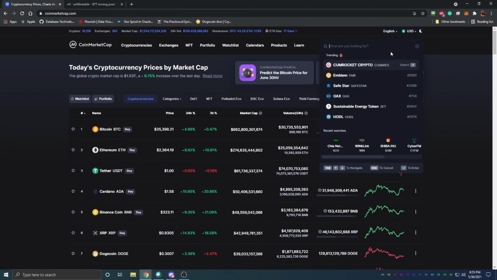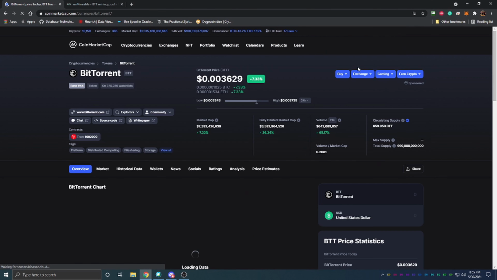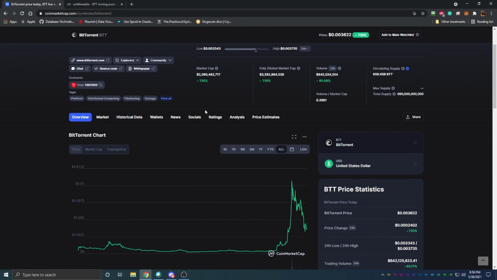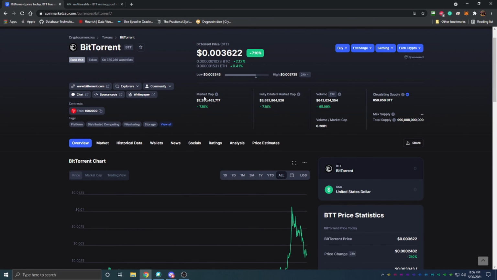But if we search up BitTorrent coin, BTT here, you can see that it is still 0.003629 cents, which is down quite a bit from when I originally made my first video about it about a month ago, saying BitTorrent could be the next Dogecoin. Now, I still think that BitTorrent could very well be the next Dogecoin. They do have quite a bit of coins in circulating supply, but it is capped at a maximum supply.